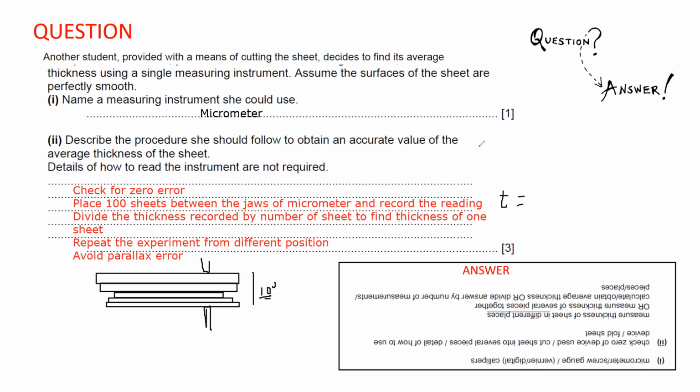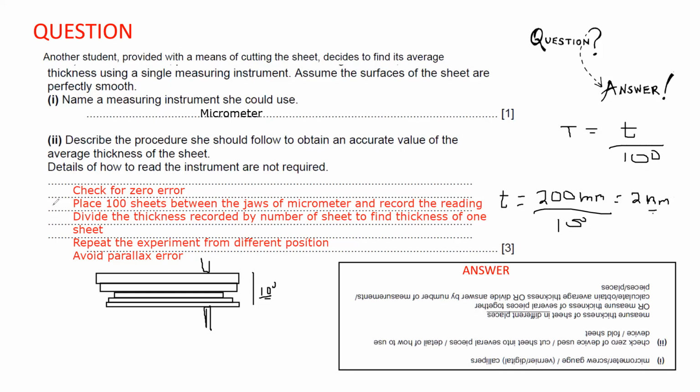So to improve the experimental accuracy, you record the thickness for 100 sheets. For example, the thickness for 100 sheets was 200 millimeter, but you need it for one. So how to get the thickness for one sheet? The thickness for 100 divided by the total number of sheets. The total number was 100. So 200 divided by 100. So I'll get the thickness for one sheet.